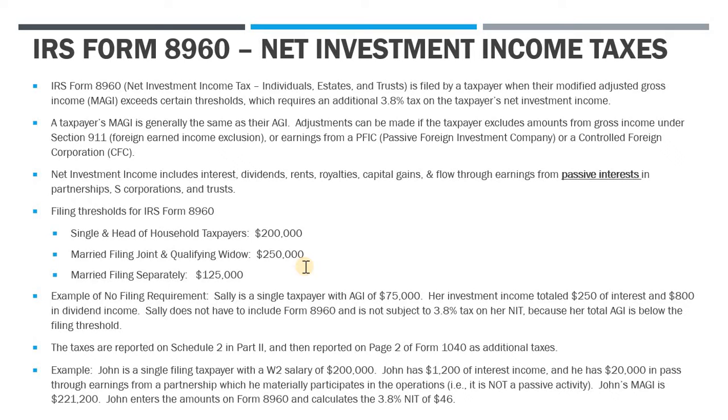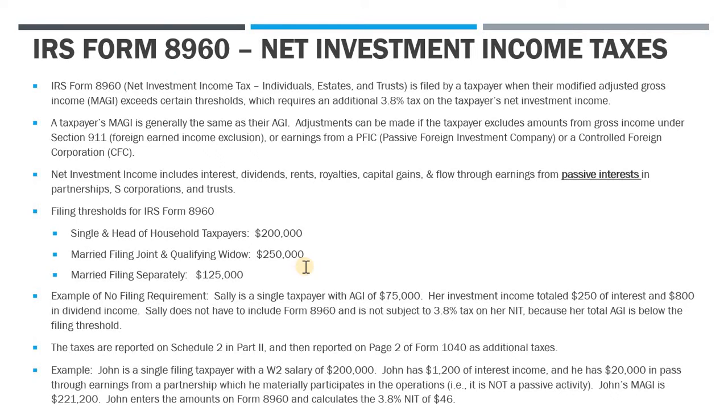Okay, so this doesn't apply to everybody. You have to check what your filing status is and what your total modified AGI is. And if you're below those amounts, you can ignore this form. It doesn't apply to you. If you're above those thresholds, then you need to be mindful of this, file it, pay the extra tax in order to be compliant.